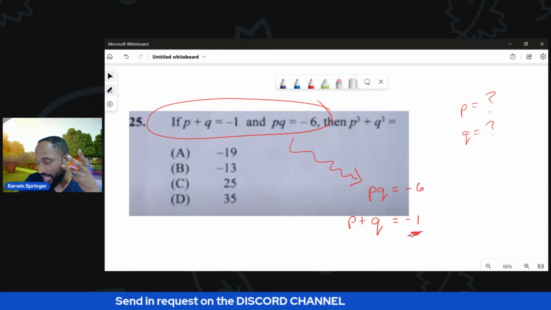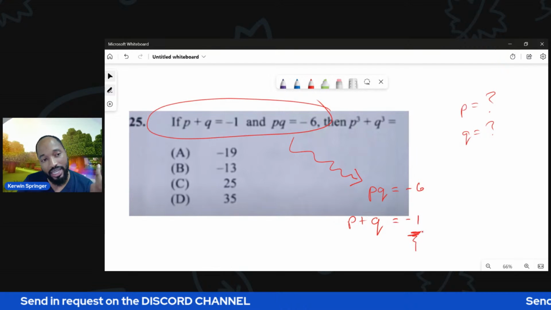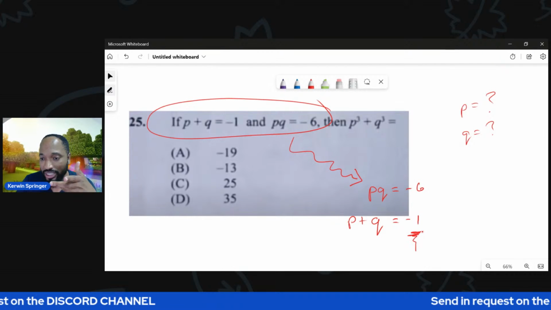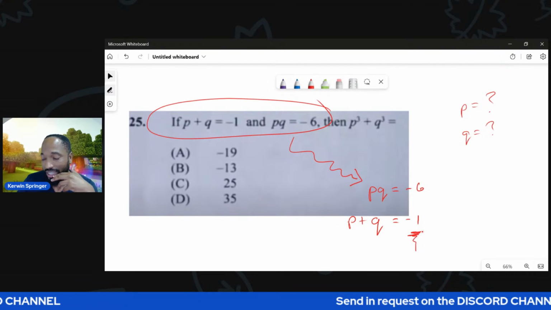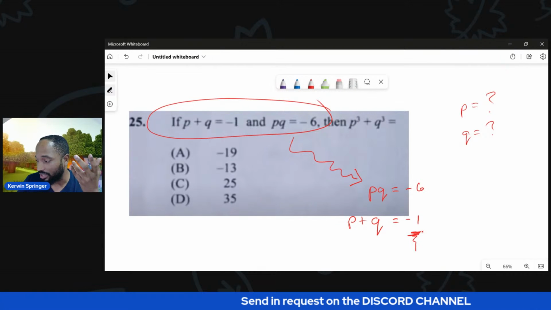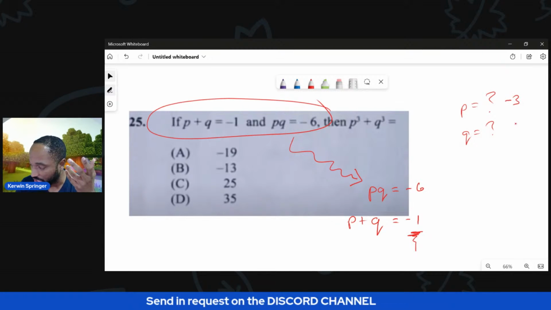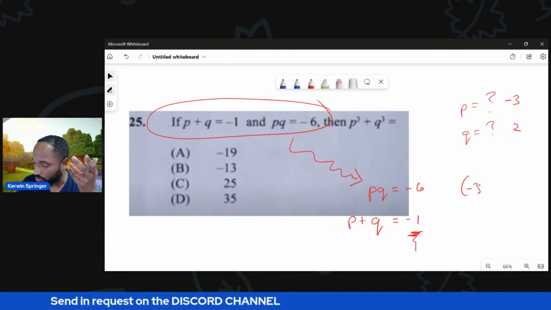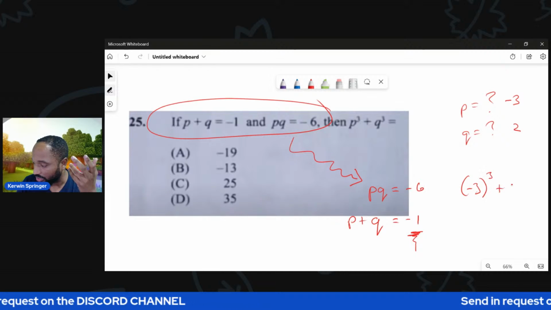Make the 3 negative now, so when I add it, I can get the negative 1. That's a quadratic vibe. You see now? So one of the numbers is negative 3 and one of the numbers is 2. So I want you to work out what is negative 3 cubed plus 2 squared.